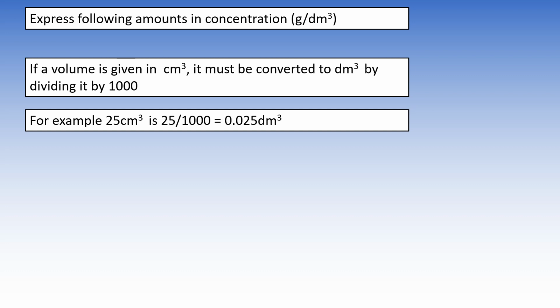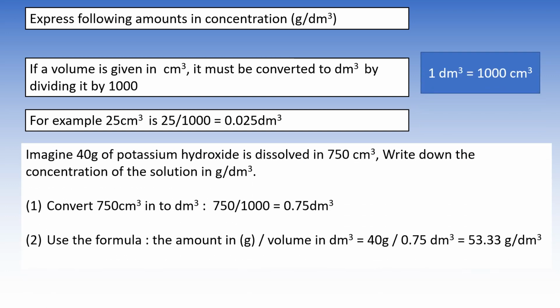Let's look at a working example. You have 40 grams of potassium hydroxide dissolved in 750 centimeter cube. Write down the concentration of the solution in grams per decimeter cube. So step 1, you convert the 750 centimeter cube into decimeter cube, which results in 0.75 decimeter cube, followed by the formula: amount in grams divided by volume in decimeter cube, which gives you the concentration of 53.33 grams per decimeter cube.